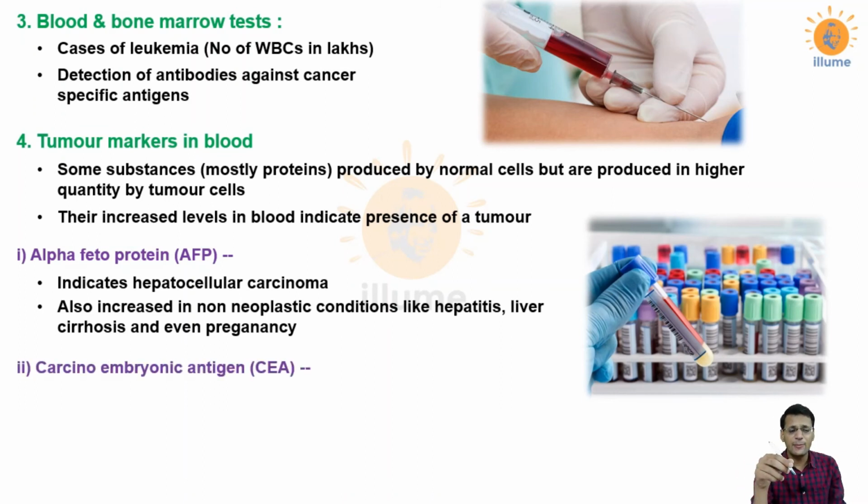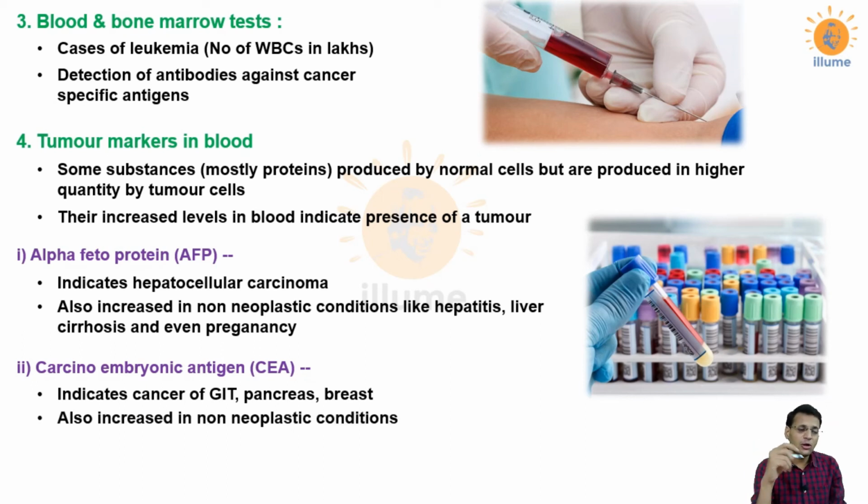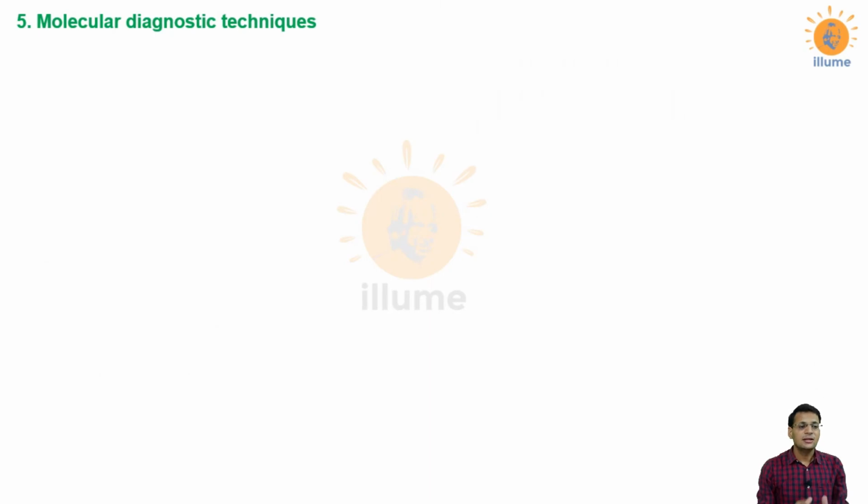Next is carcinoembryonic antigen. This is also a tumor marker, and this indicates the cancers of gastrointestinal tract, pancreas and breast, and this is also increased in non-neoplastic conditions. The last one is molecular diagnostic techniques. This is very important, as NCERT has mentioned it in a complete paragraph.